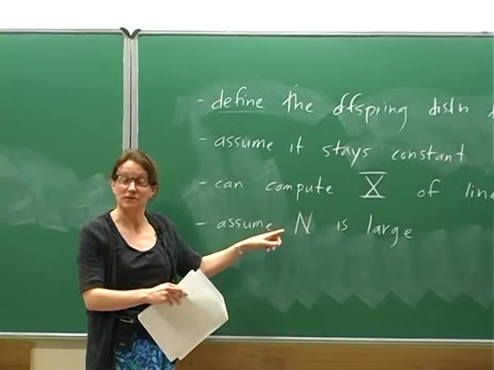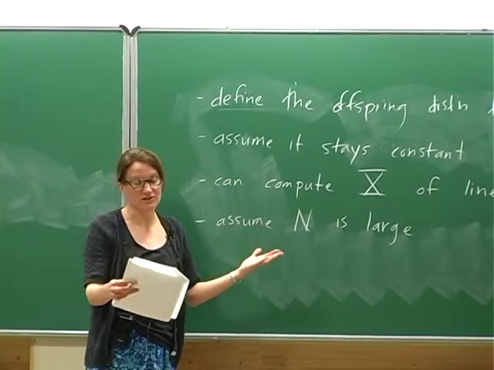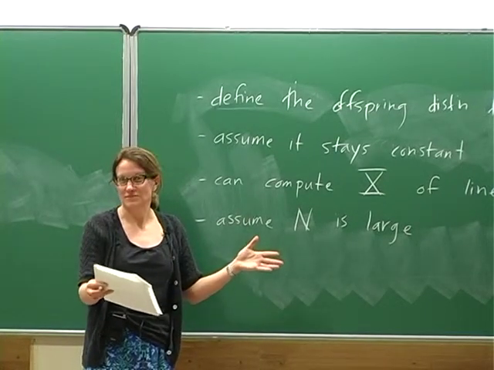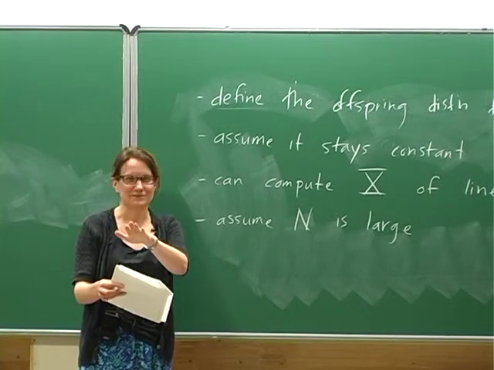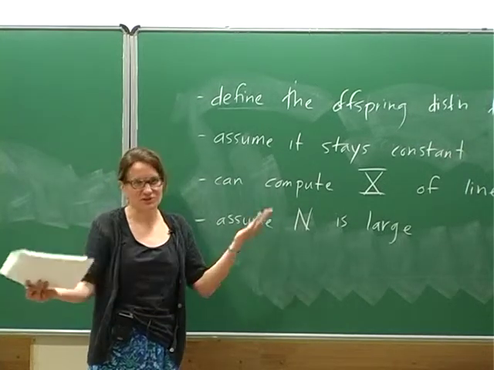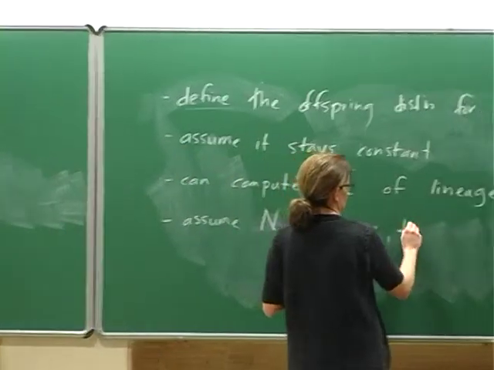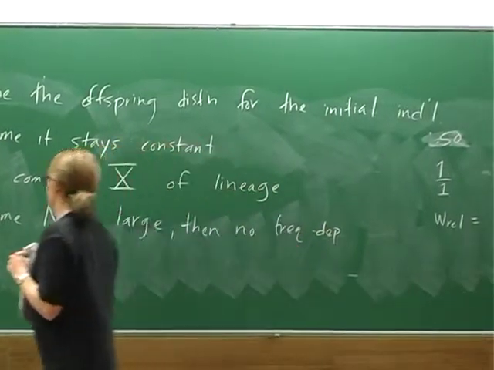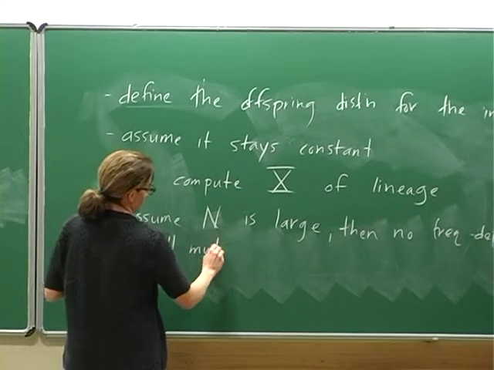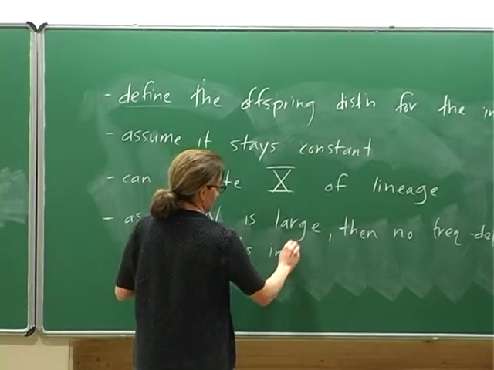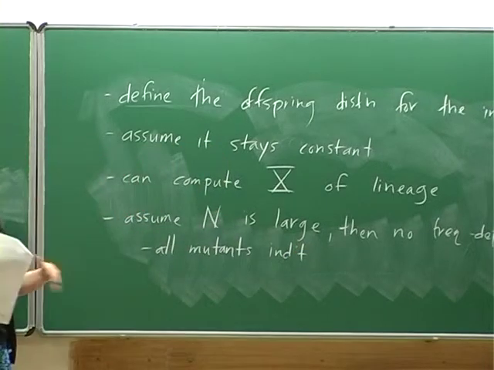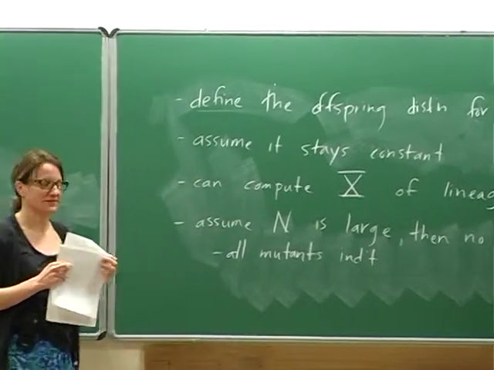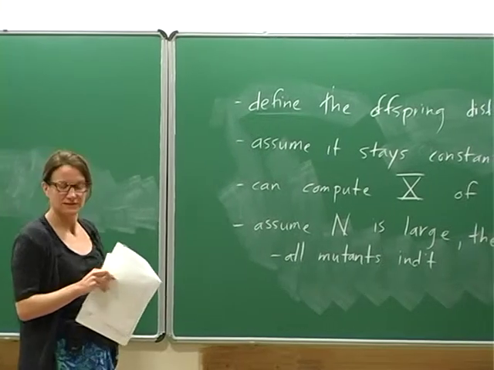If you assume N is really large, then at the beginning, for the first few generations of this lineage, the individuals don't interact with each other. That's the big assumption. So there is no frequency dependence yet, because there's only 10 of us in a population of 1 million, right? Then there's no frequency dependence, and all the mutants are independent individuals. So if this is true, this is not heinous. We're okay with the constant offspring distribution.